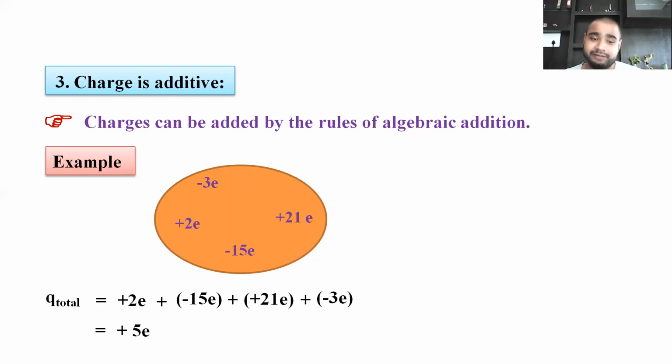So these are the three very important properties of charges. Let's have a quick recap. The first property is quantization of charge. The second property is conservation of charge. And the third property is additivity of charge.